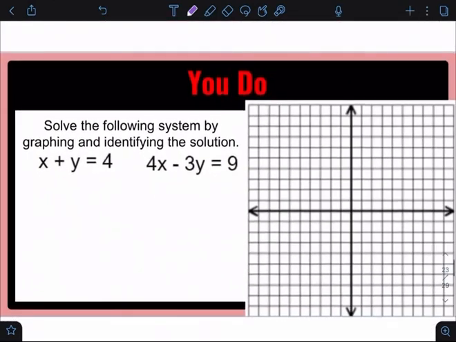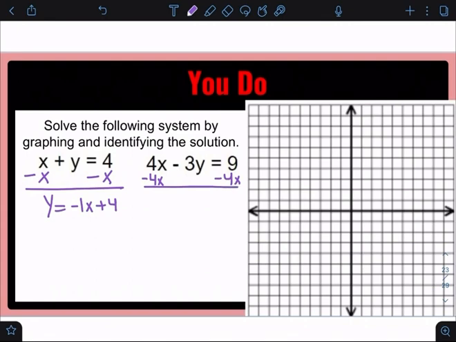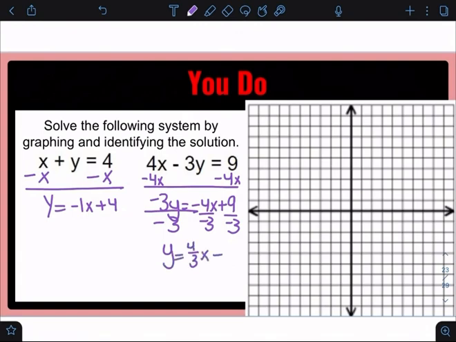Ooh, this is a little challenge one because neither of the equations are in y equals. So pause this video and try to get both of these equations in y equals. Starting with the first one, to get rid of this x, we would subtract x, and we would get y equals -1x plus 4. Now this one, we need to get rid of that 4x, so subtract 4x. We would get -3y is equal to -4x plus 9, and then divide by the -3. y equals 4/3x minus 3.